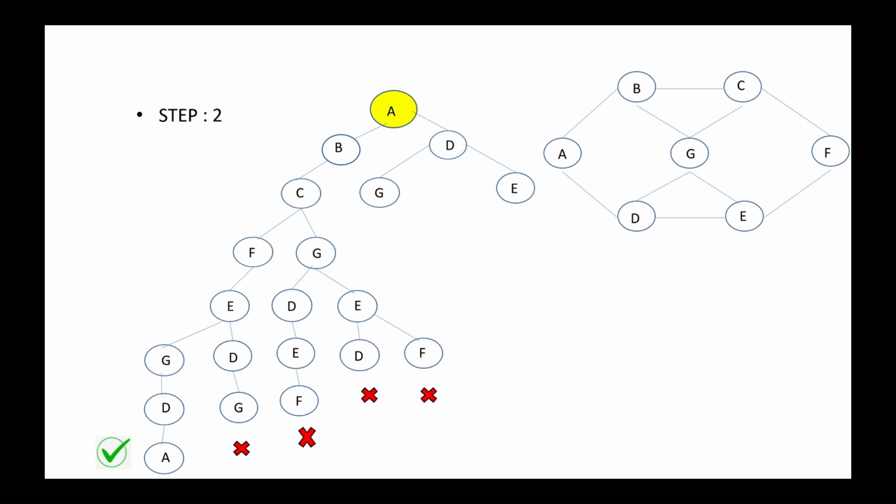For E, there are three adjacent vertices. One is G and F and D. F is already visited, so we didn't write it. We write D and G.